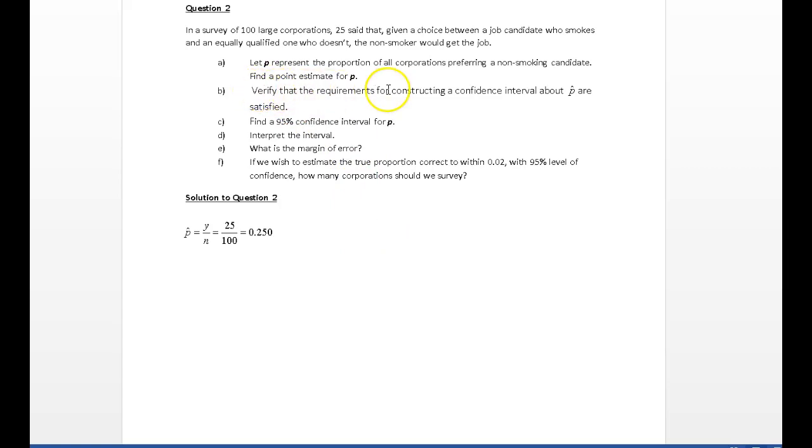Part B says verify the requirements for constructing a confidence interval. So we're going to have to get a confidence interval for this population proportion. We want to know whether we've met these requirements.